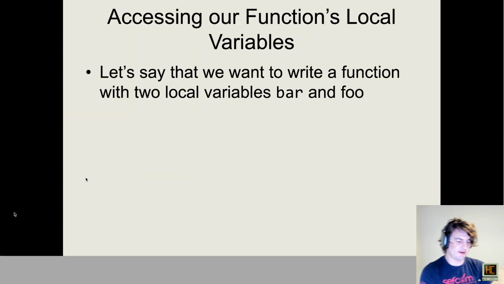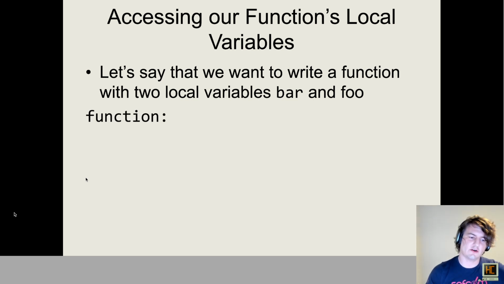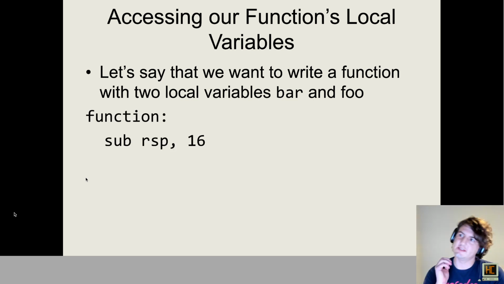So we're using two variables. Let's just call them integer variables. Let's say that the variables are 8 bytes each. So we have 16. If we want to store two variables, each of them 8 bytes, we're going to need to reserve 16 bytes on the stack by subtracting the stack pointer down by 16 bytes.